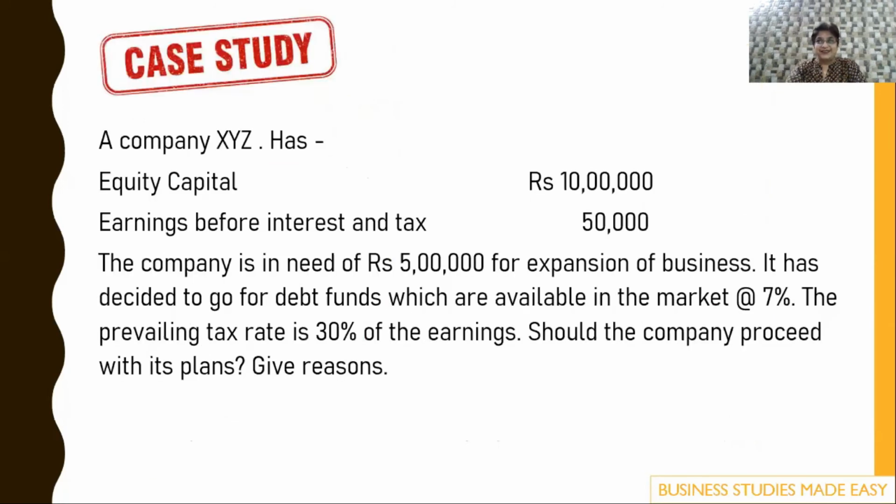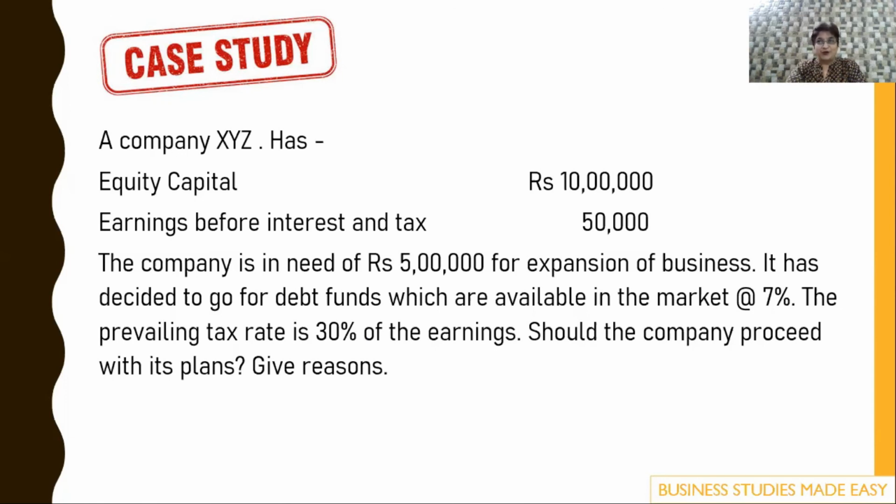Now that brings us to the case study at the end of the video. So let's do it. Here, we'll again read the question first, what has been asked, and then accordingly, we'll try to attempt it. Should the company proceed with its plans? Now, what are the plans? Let's see. XYZ is a company, equity capital is 10 lakh, earnings before interest and tax 50,000. The company is in need of 5 lakh for expansion, and it has decided to go in for debt funds, which are available at 7%. Prevailing tax rate is 30%. Should the company proceed with its plans?